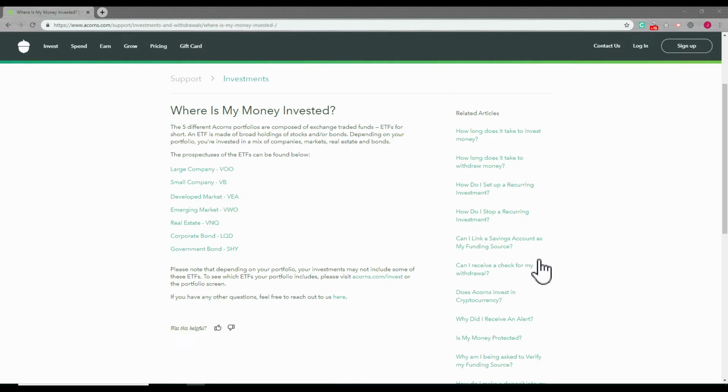Now with that, they have different funds, and these are the only funds that are attached to their platform. You can see here these funds are listed: large company stocks, small company stocks, developed markets, emerging markets, real estate, corporate bonds, and government bonds.